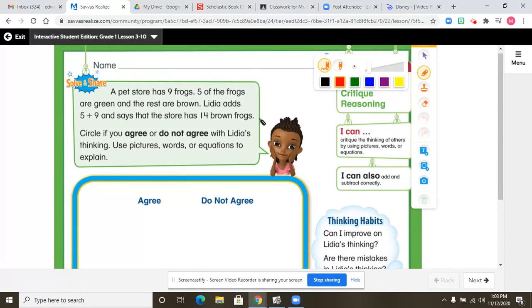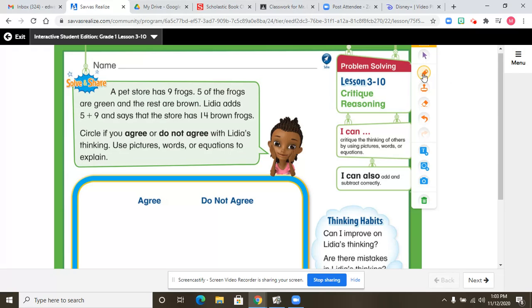All right, we need to read the directions so that we can decide if we agree or do not agree with what the story problem is asking us. Okay, it says, a pet store has 9 frogs. 5 of the frogs are green and the rest are brown. Lydia adds 5 plus 9 and says that the store has 14 brown frogs. Circle if you agree or do not agree with Lydia's thinking. Use pictures, words, or equations to explain.